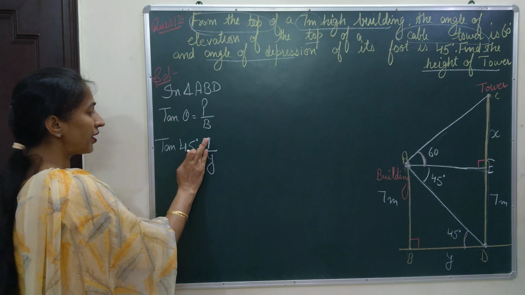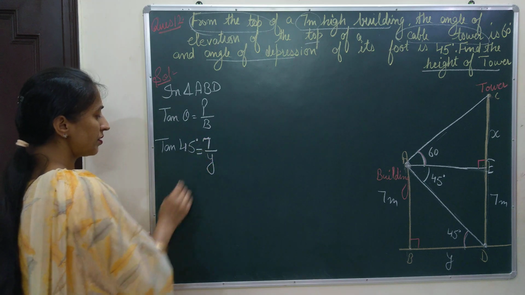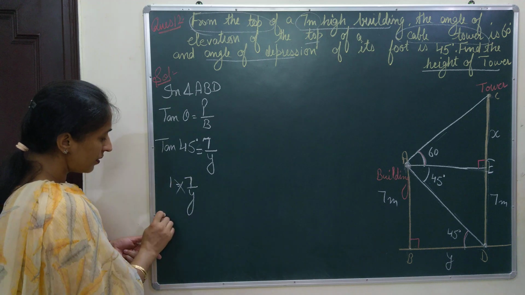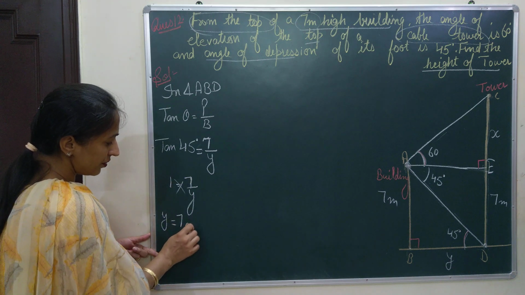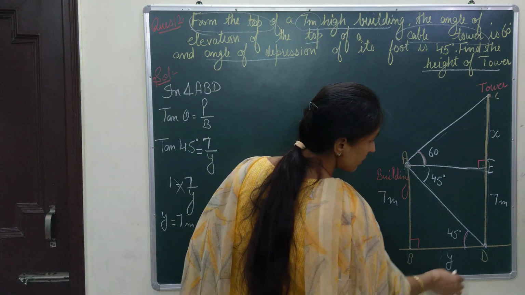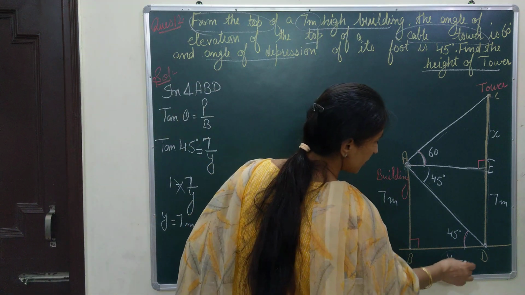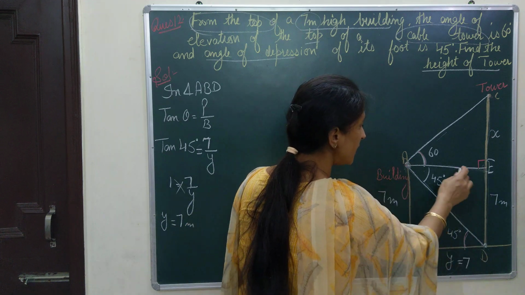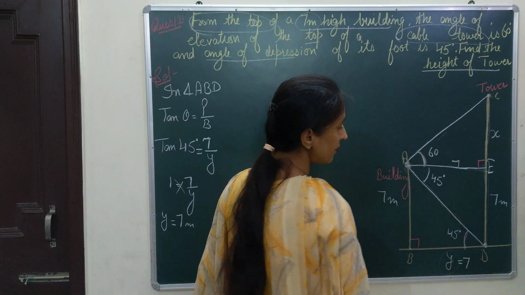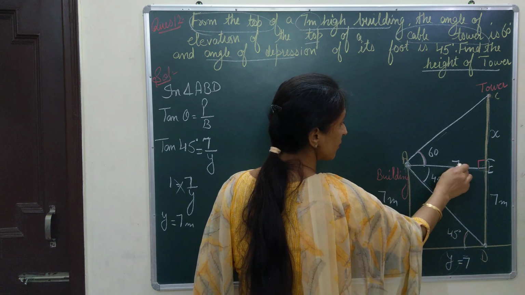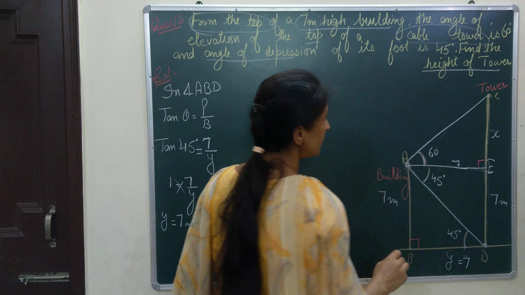The value of tan 45 is 1. Let us cross multiply. y is equal to 7 meters. So you have got that this y is 7 meters. You can write 7 here. As BD is the same as AE, you can also write 7 here because this length is the same as AE. So this AE gap is also 7.